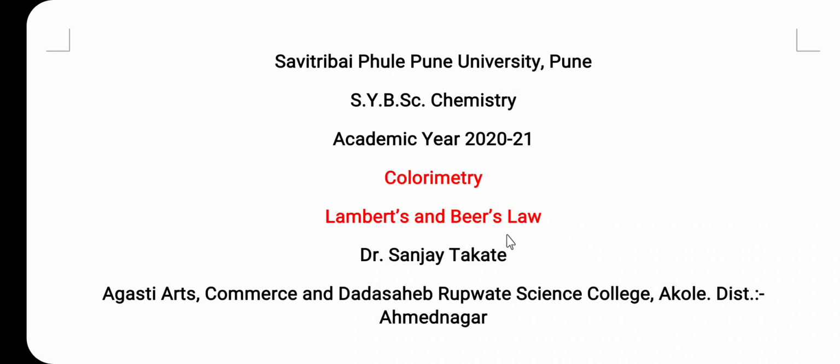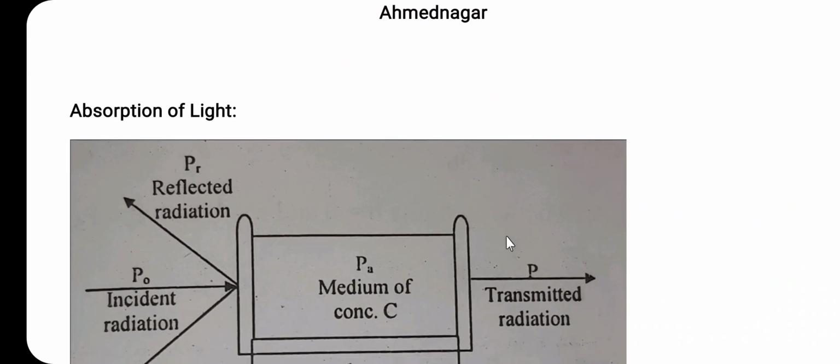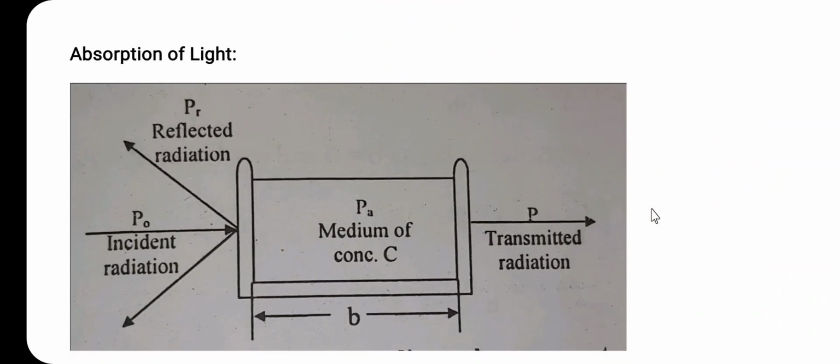Let us consider first of all the concept of absorption of light. Let us consider this diagram. In this diagram this is the cell. In this cell the solution or the medium is taken. Its concentration is C, while B is the path length of the cell, and this is the incident light or incident radiation. It is monochromatic. Then this is the reflected radiation and this is the transmitted radiation.